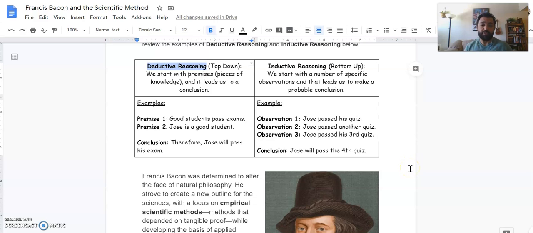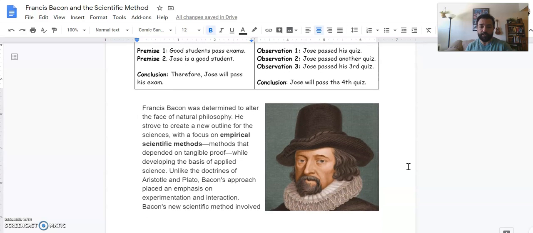Okay, so it's working with different sets of information. We're just looking little by little. He passed his quiz. He passed another quiz. He passed another one. He's probably going to pass his next one. This doesn't mean that he will pass all quizzes, but just based off quizzes 1, 2, 3, we can see he will probably pass number 4. All right, so that's the difference between deductive and inductive reasoning.